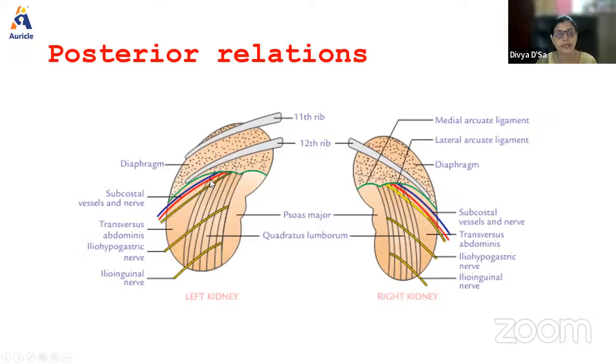Below that, if you see from medial to lateral when we go, the psoas major muscle is there. Then we have the quadratus lumborum muscle. Then we have the subcostal nerve, the iliohypogastric nerve and the ilioinguinal nerve, both on the same relations we see on either side. This is the left kidney. On the left kidney, we see the 11th rib because it is slightly higher. This is slightly lower, so we see only the 12th rib. That's the only difference. Then we have the subcostal vessels and nerves in relation. Okay, so those are the relations of the right and left kidney.